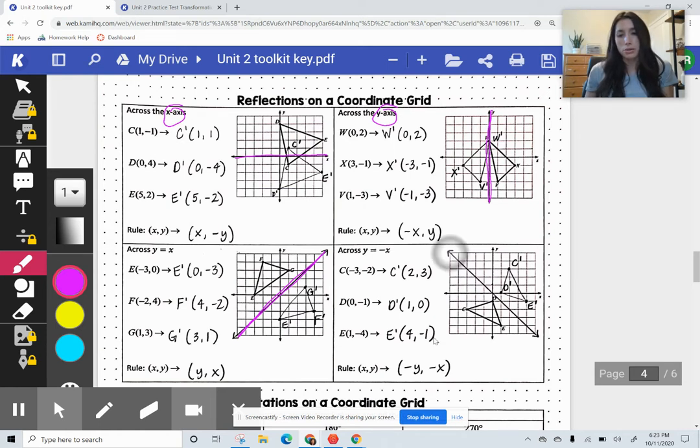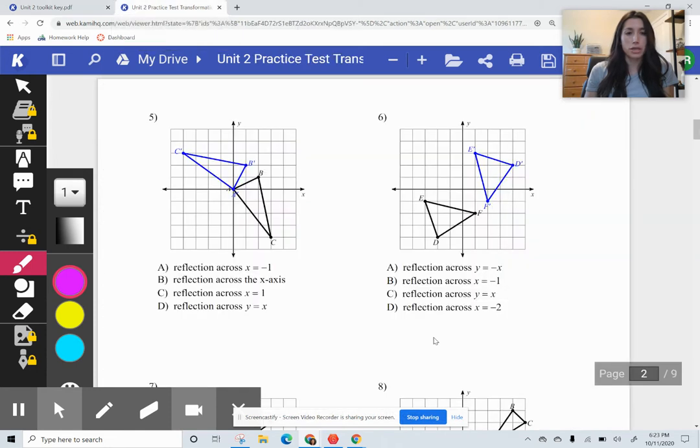And then our y equals negative x is here. Now you can get your toolkit out and go to this page as well in your toolkit. Now you're going to try answering our questions about reflections. I'll give you a moment, answer question 5.